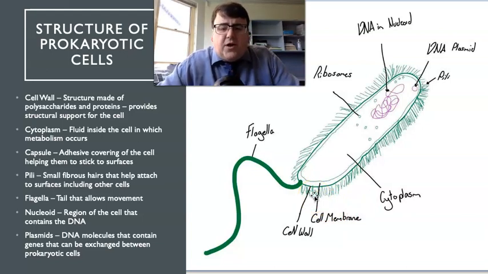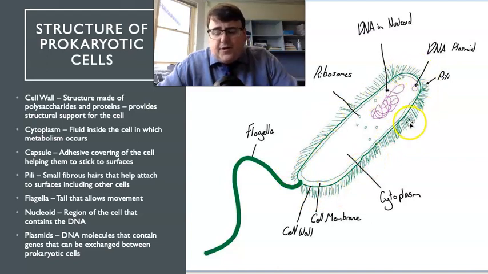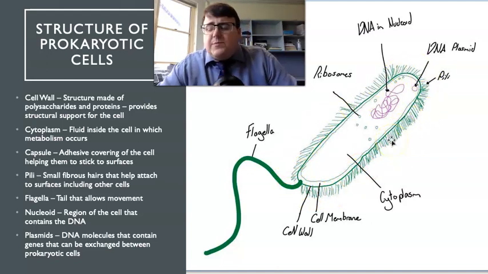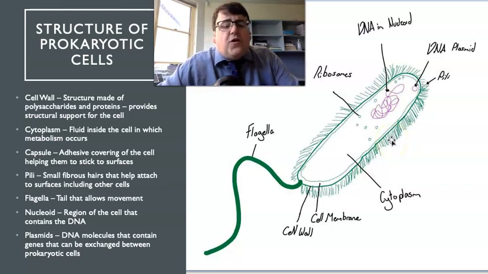So it's basically the outside of the cell. Pili has a very similar function. So pili are these small lines coming off the cell wall around this prokaryotic cell here. And the pili are small fibrous hairs that are going to help attach to surfaces of other cells. So again, they're helping with attachment.